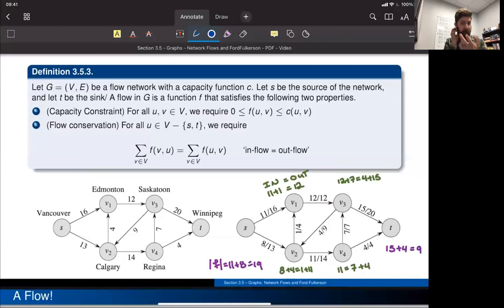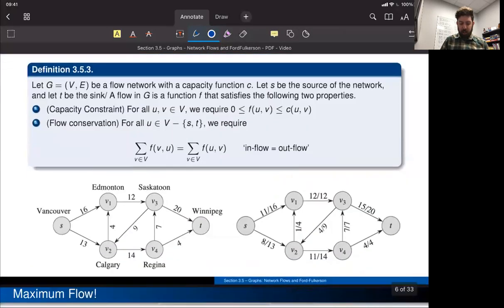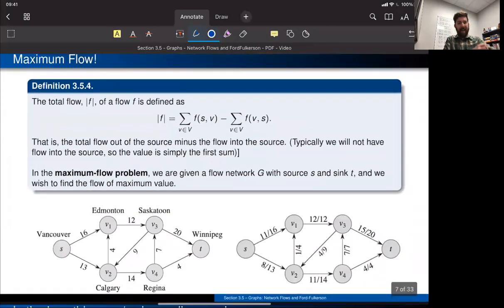I need everything in balance. So this conservation of electricity or goods or whatever you want to think about it, as well as some type of capacity constraint. Then the formal question that we're going to pose is, how can we maximize this flow? And then in fact, what is the maximum flow? That's our big goal in all of this, to solve this maximal flow question.